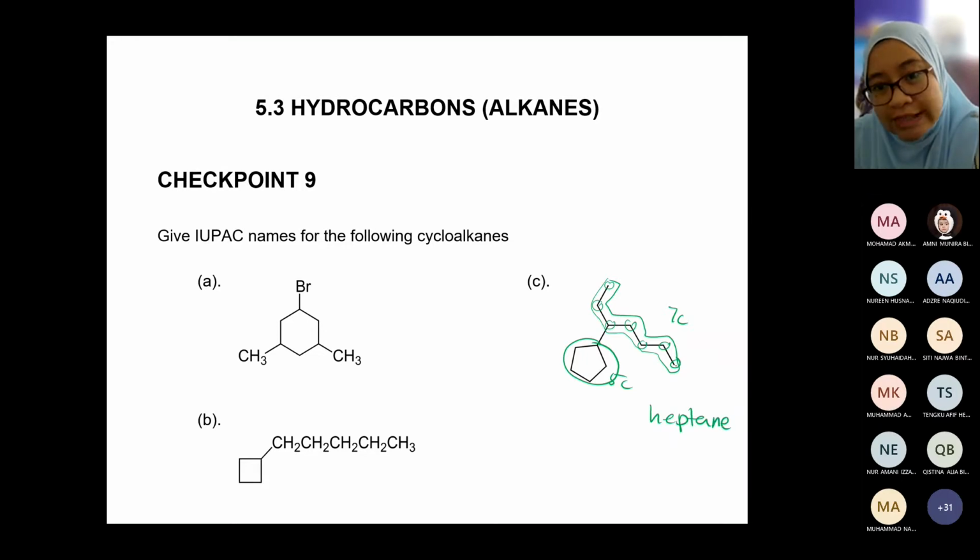Okay, and then we are going to assign numbers. So obviously kita akan start from here lah, not from here. Sebab dia paling dekat dengan substituents. Okay, so 1, 2, 3. At carbon number 3, we have this cyclo. This is 5 carbon kan? Cyclo, don't forget the cyclo. Cyclopentyl. So 3 cyclopentyl. 3 cyclopentyl heptane.